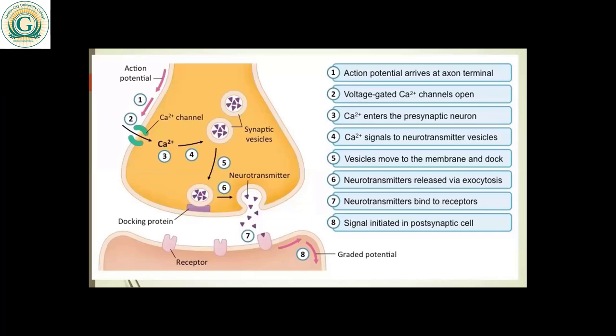So this is an example of a chemical synapse. Now, before we move to transmission of impulse, we want to look at how an impulse crosses the synapse. Then we continue from there. So this arrow is showing minutes.